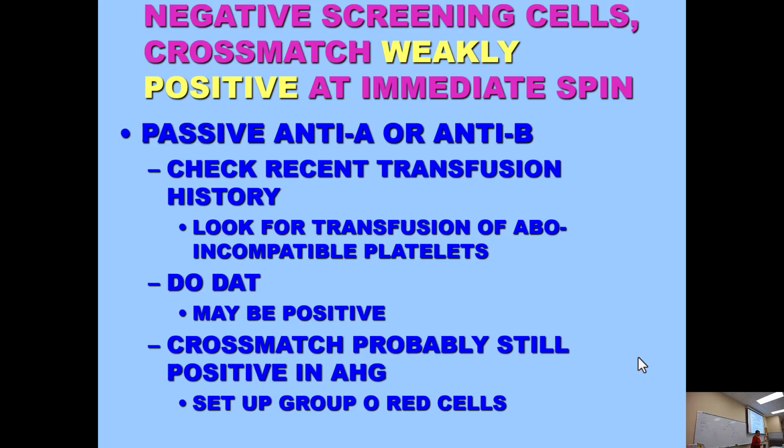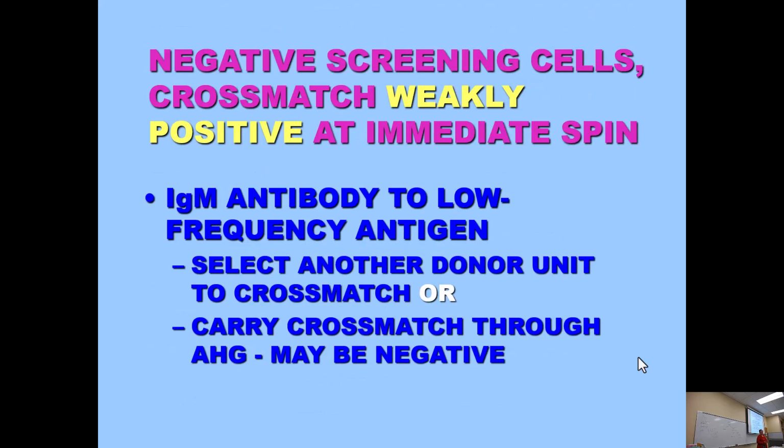It could be a passive anti-A or anti-B. You want to look at recent transfusions. Did they get some platelets recently? Did they get some plasma with antibodies floating around? Do a DAT. Remember, a DAT, direct antiglobulin: they take the cells out and see if they're sensitized in vivo. We're going to do one of those and see if it's positive. The cross-match is probably still going to be positive in AHG. If it's still positive in AHG following all that, we're going to have to set up group O cells until we can figure it out. And once we start giving O cells, unfortunately, we usually have to keep giving O cells. For an IgM to a low-frequency antigen, select another donor unit to cross-match, or possibly even just carry it through the AHG because it's likely to warm out if it's an IgM.